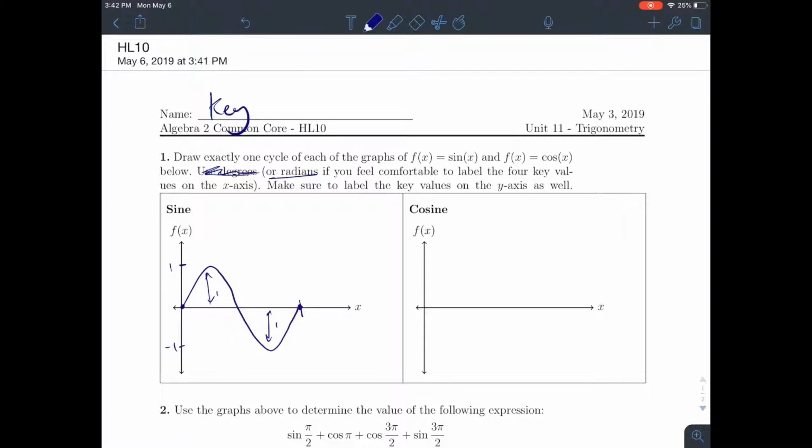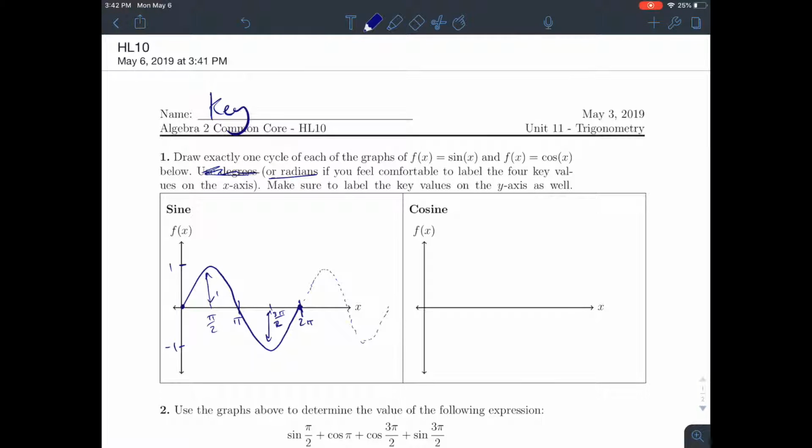We have a full period here, and sine starts to repeat after completing one full circle, which would be 2 pi radians. Halfway through there would be pi radians, pi over 2, and 3 pi over 2.